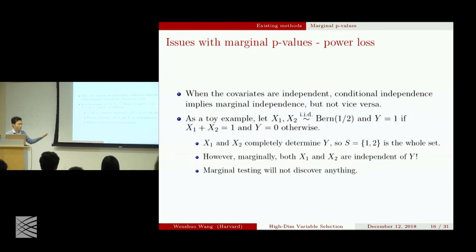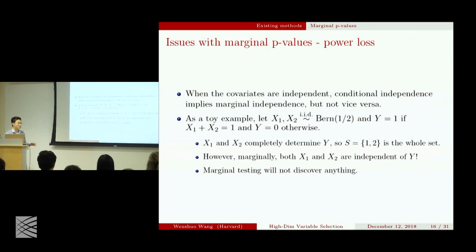So of course, this is a simple toy example. You don't expect this to happen in real settings, but what could happen is you lose power by only looking at the things marginally. Although in the cases where the covariates are independent, that's kind of the right hypothesis, you lose power, which means you're going to have a very high type 2 error, so you miss a lot of the important variables.